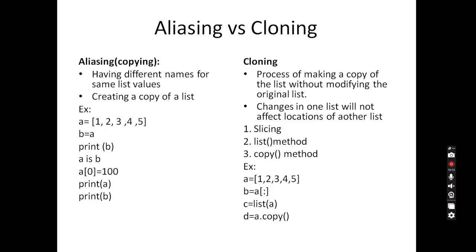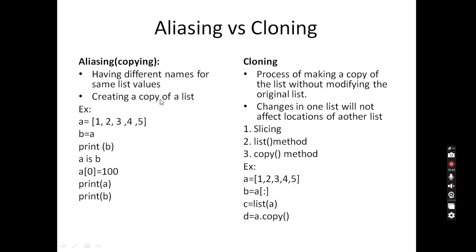Cloning is like having a Xerox copy of the particular person. So we have two persons here. We create a model based on person 1, and I create a new model as person 2. Both have the same values, but the two persons are different, so that is cloning here. Aliasing is nothing but having different names for the same list values.